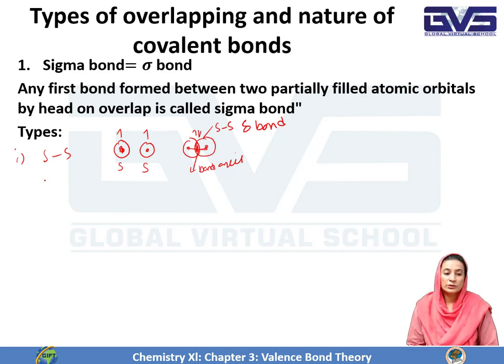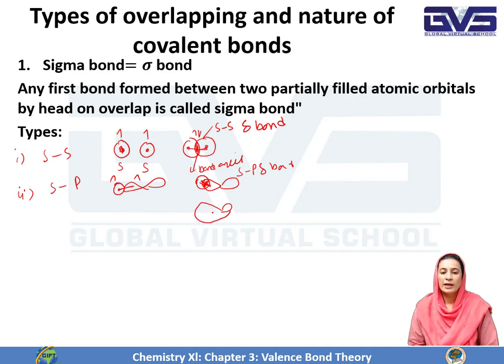In case there is s and p, you have one s orbital and one of the p atomic orbitals, each with one electron. These will join like this. This is the s and p sigma bond, and this is the line joining the two nuclei, the bond axis. The bond electron density lies around the line joining the two nuclei.